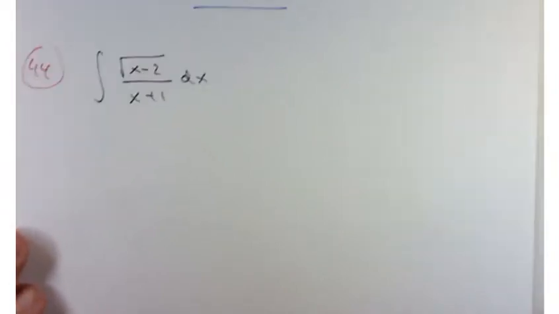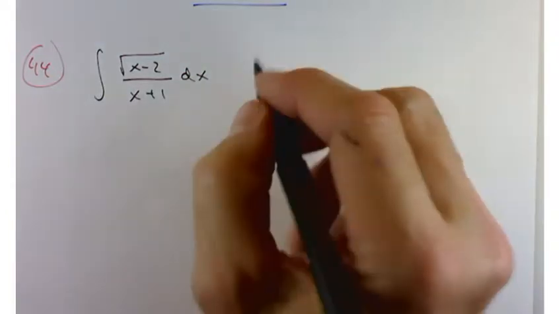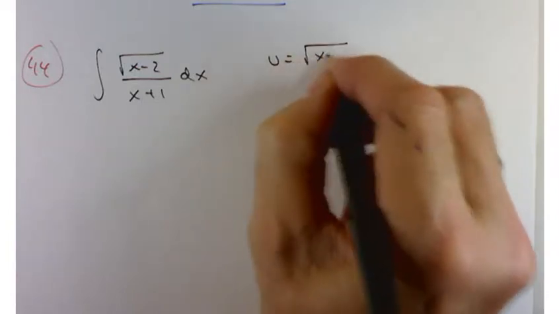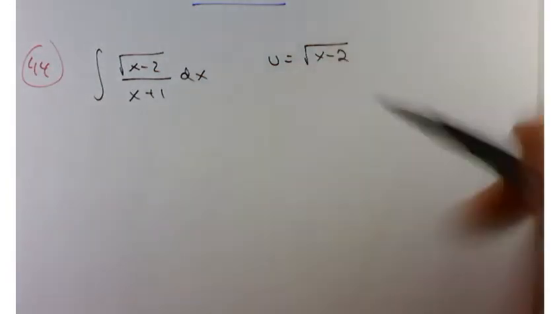Now this one's kind of unusual. It's a weird way to work a u substitution, but it works. u equals the square root of x minus 2 is what they suggest. So, okay, let's go with that. What this is going to do is help us reshape our integral.